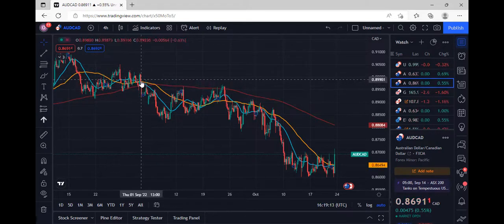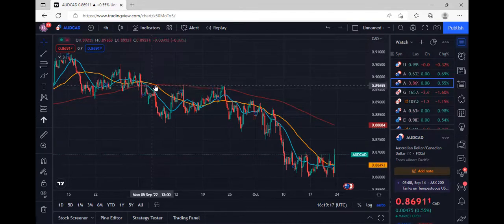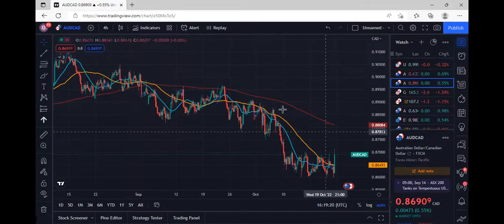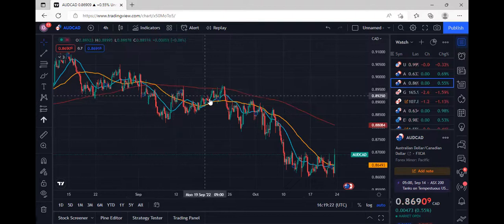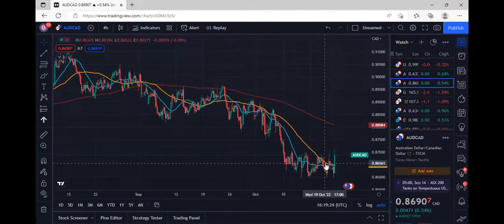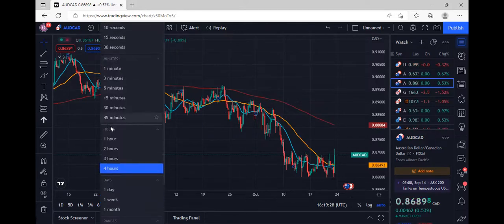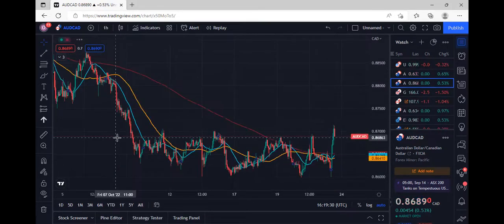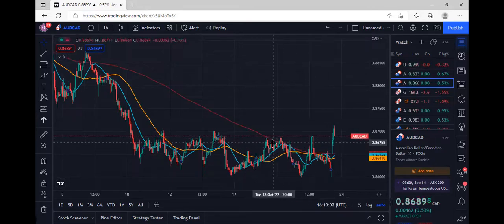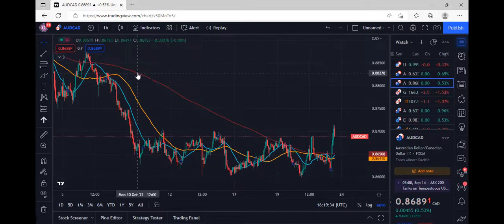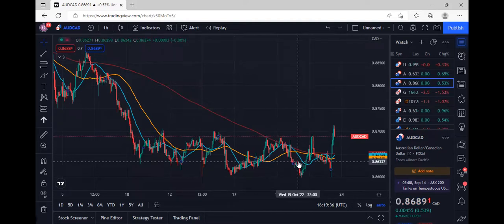Once we saw another crossover right here, the yellow was above the blue and the red was crossing all the other moving averages. We are selling the market. Right now, we will wait and see what will happen on that particular area. On our 1-hour chart, you've just closed above this particular moving average. So what we will do, we will wait and see on our 4-hour chart.